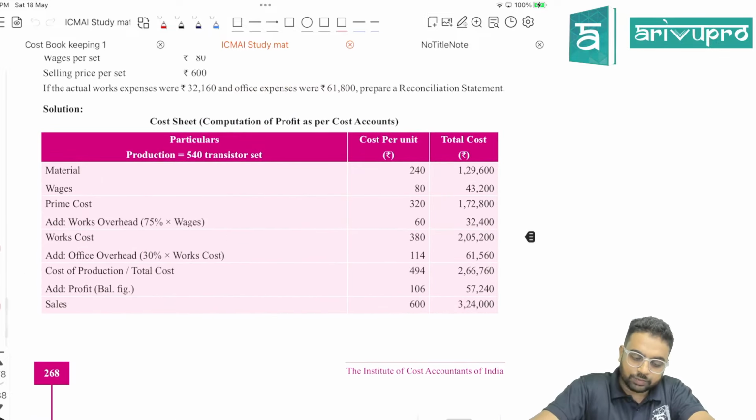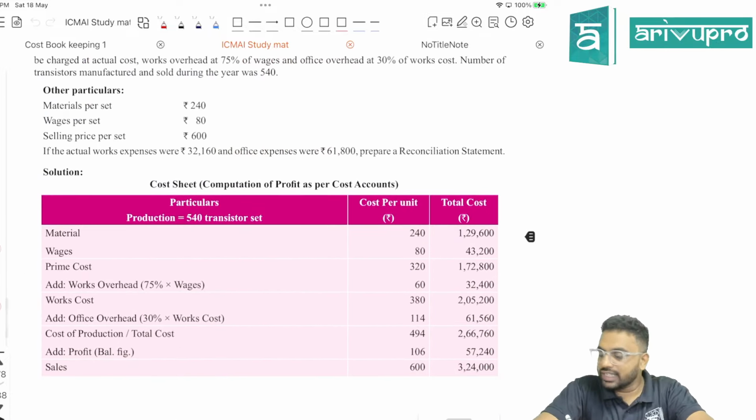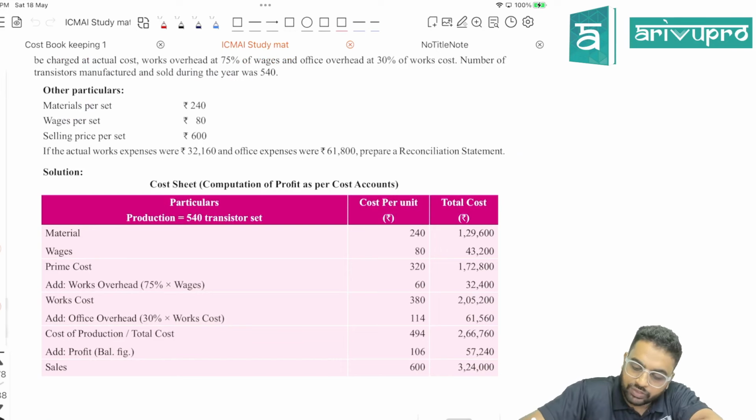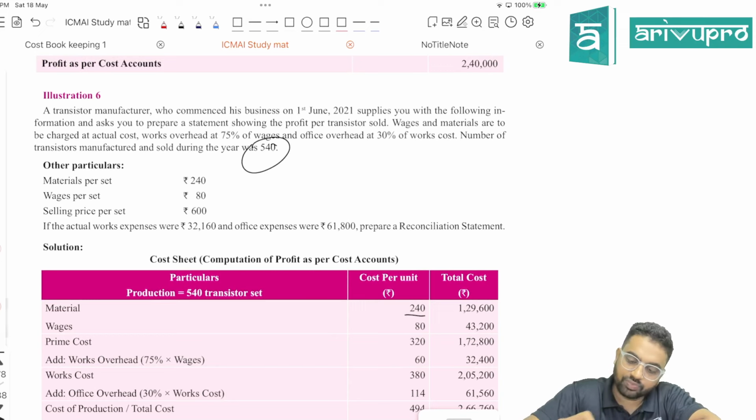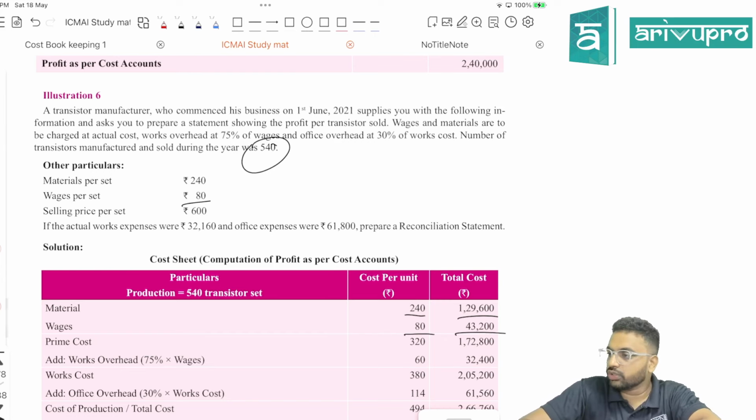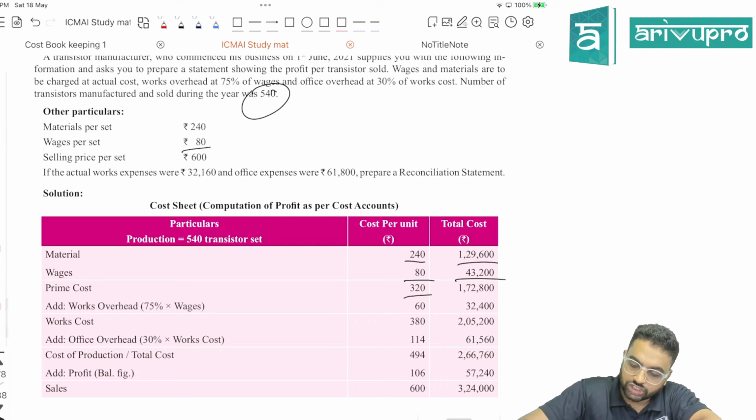Let's prepare a cost statement quickly. Material cost, sir, per unit 240. So, 240 into how many units? 540, right? So 240 into 540 will come to 129,600. Wages, sir, 80 into 540, which will come to 43,200. Okay, we'll get a prime cost.